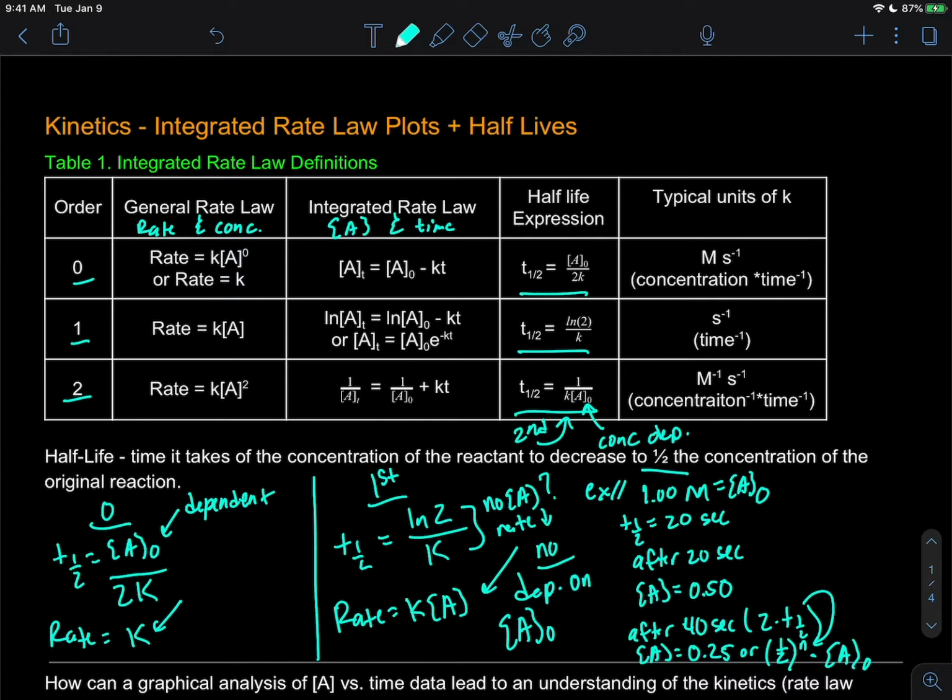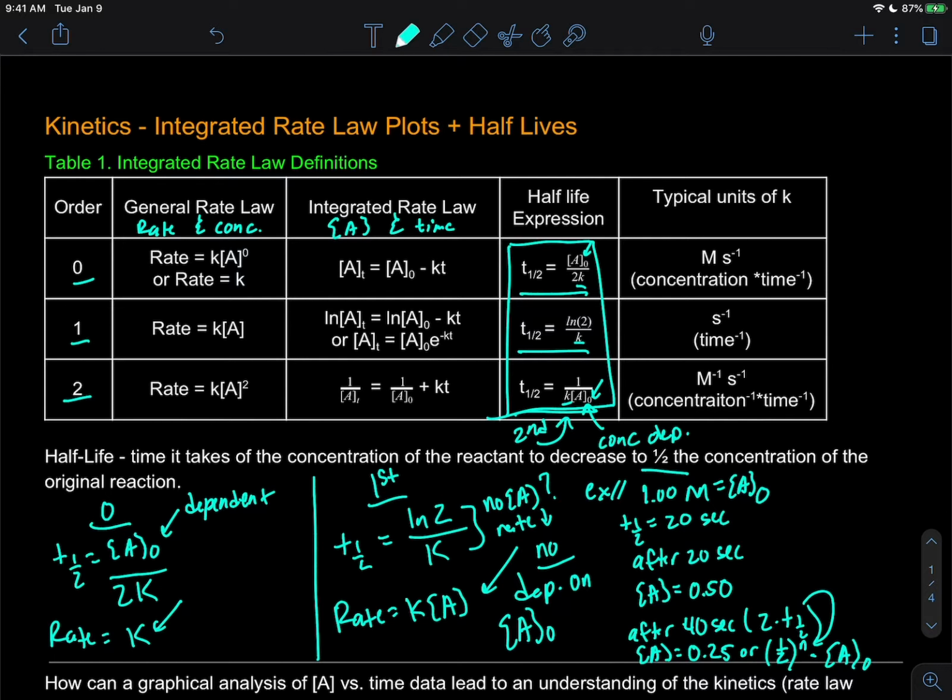So again, hopefully our half-lives tell us something about the relationship between our rate constant and our concentrations, but they also tell us how long it takes to get to half of the original concentration. Each of these half-life expressions has our K value, and then, depending on whether it's zero or second order, they also include some concentration dependence.